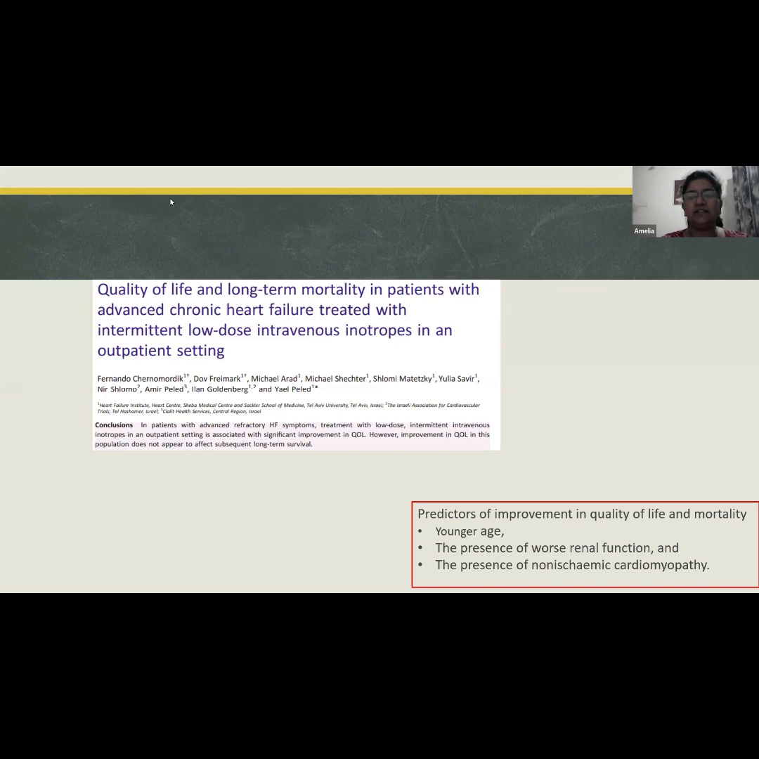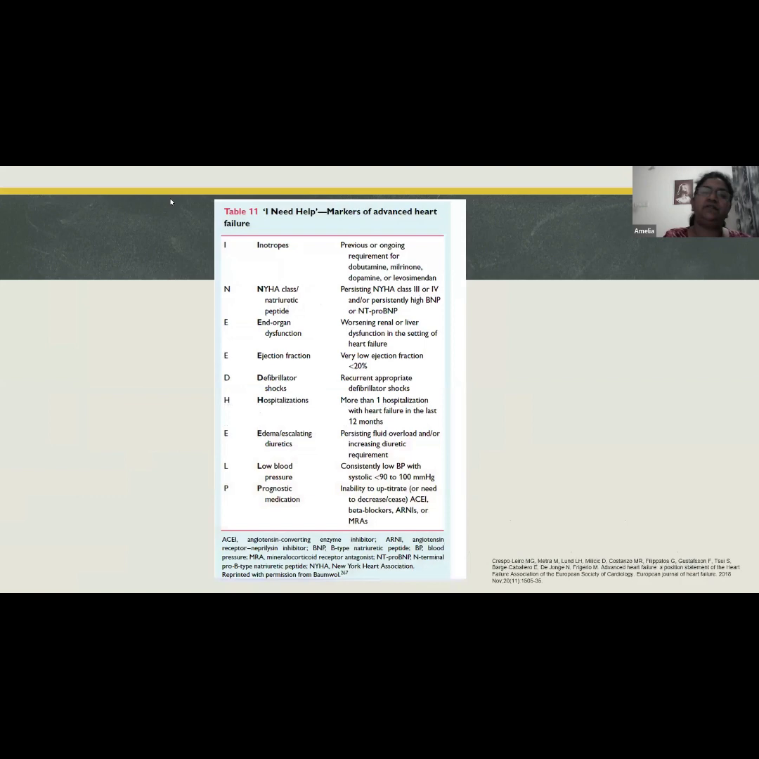And three, the presence of non-ischemic cardiomyopathy. If it is non-ischemic, then there is a probable role in improving the quality of life and mortality. So understanding it becomes important. And if we have to understand when to talk, we need to understand the point at which we have this conversation. And this is a mnemonic, I need help, please do go through it.